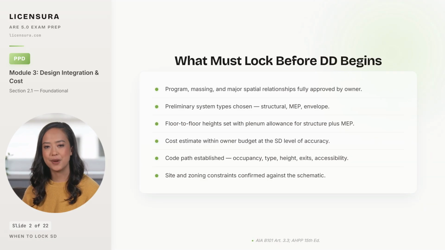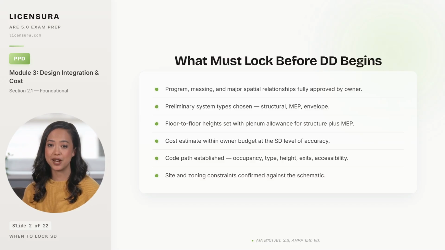6 items that must lock down before design development begins, and the architect who lets any one of them slip into DD pays for it later. Program, massing, and the major spatial relationships must be fully approved by the owner in writing, because owners who keep editing the program in DD are owners who get billed for additional services and still end up frustrated.